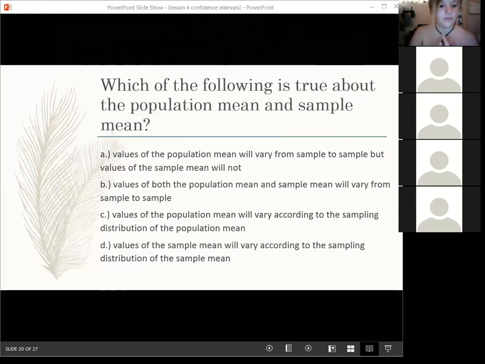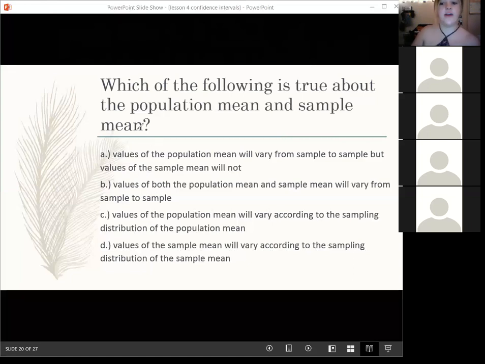Yes, great job. Be confident in your answer. Yes, it's definitely D. So let's go through this. Remember, our samples are what we take from our population. Our population is fixed, and our samples are variable because they should be random samples that we take out. So let's go through this.